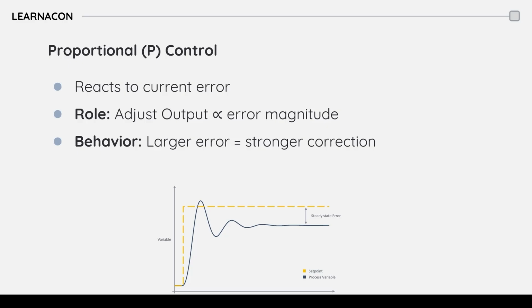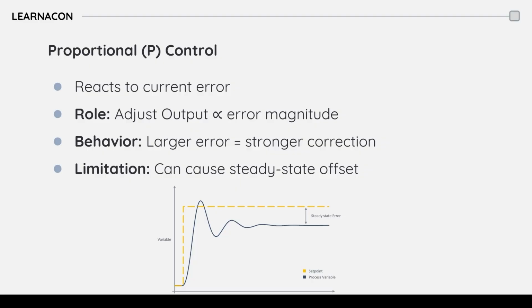But using only P can leave a small lingering error, called steady-state error, where the system never quite hits the mark and cannot eliminate the error entirely. It is fast, but not always precise. That's why we need more than just P.